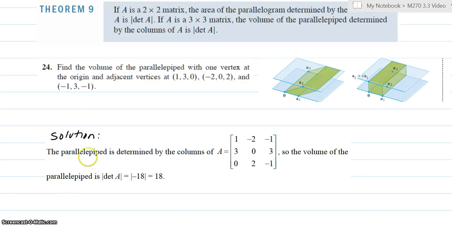Here's the solution. The volume is just determined by the 3 columns. Since one of the vertices is at the origin, and we subtract those, this will be the first vector, the second vector, and the third vector. So we just take the determinant, which is 18.